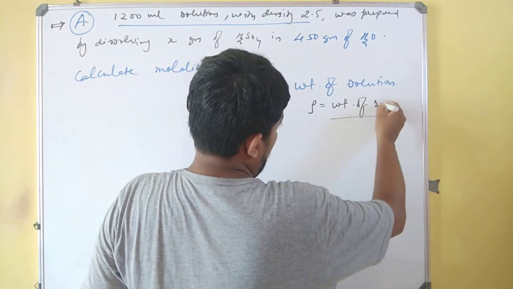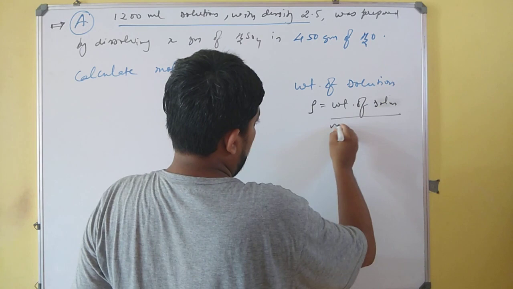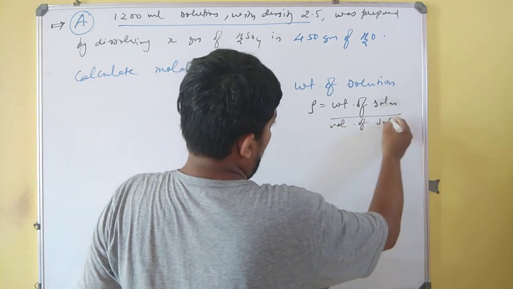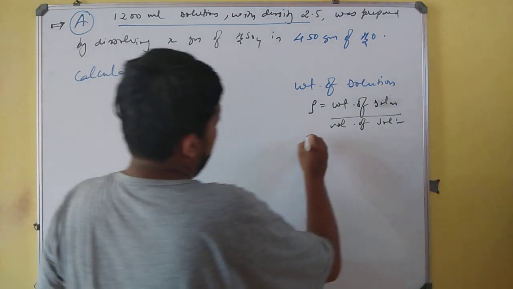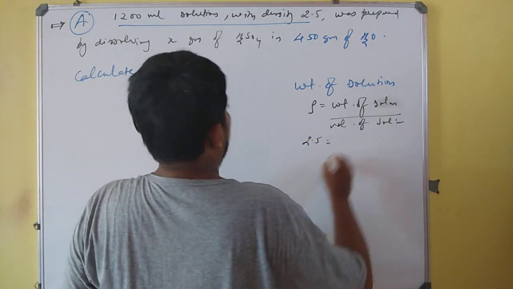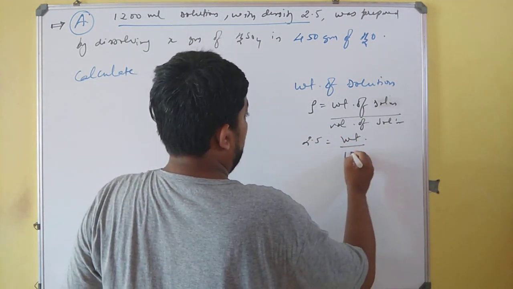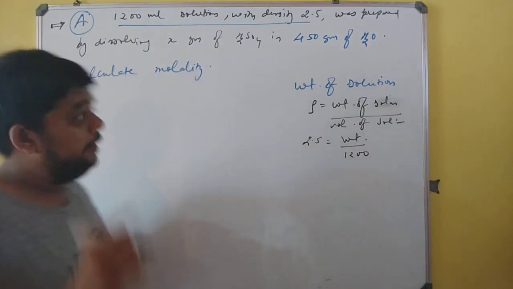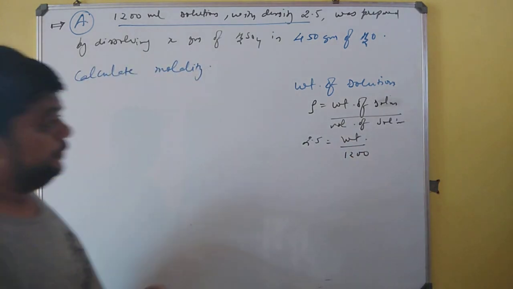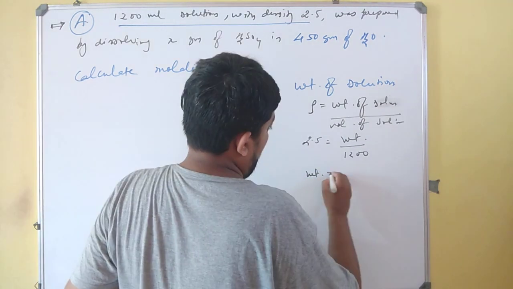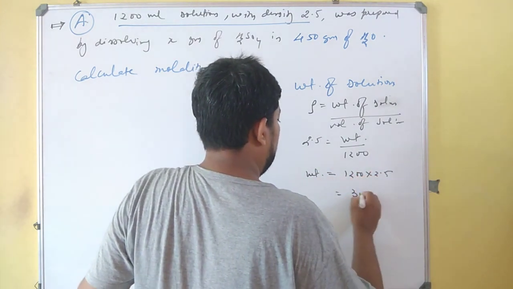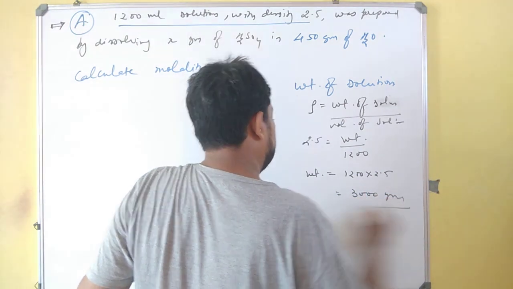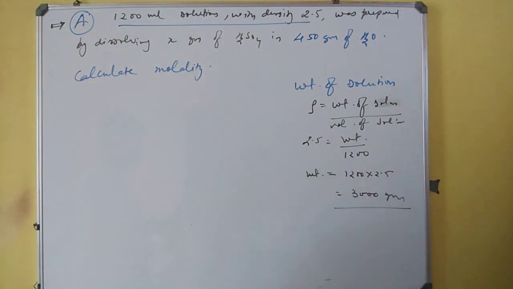Density is equal to weight of solution divided by volume of solution. What is this density? 2.5. Weight we have to calculate, and volume is 1200. So the weight of solution becomes 1200 into 2.5, that is 3000 gram. So now the weight of solution is 3000 gram.